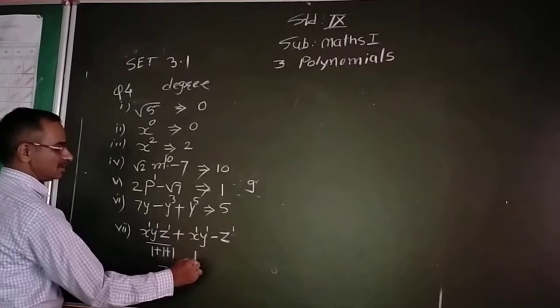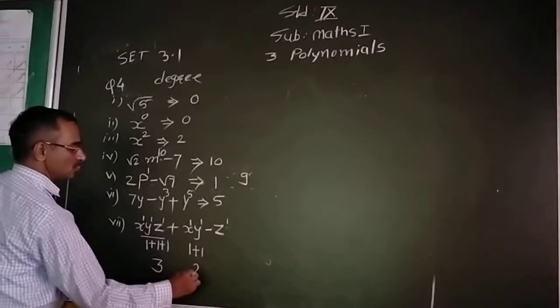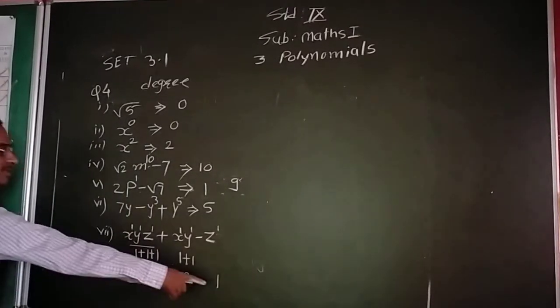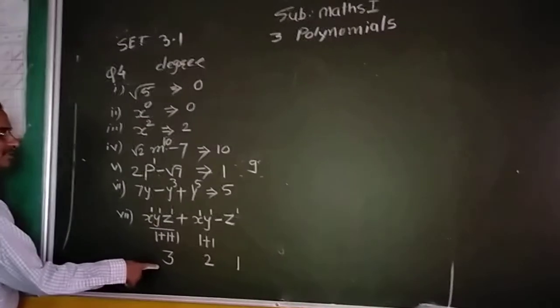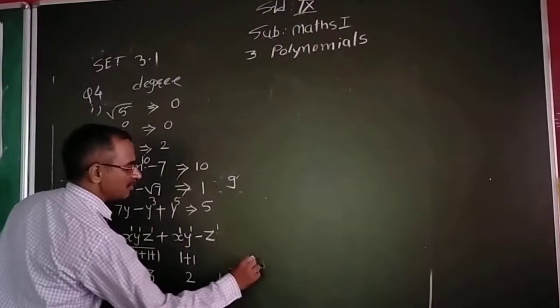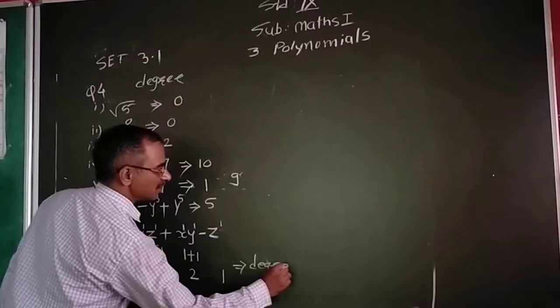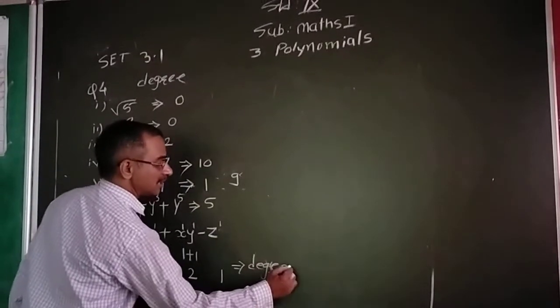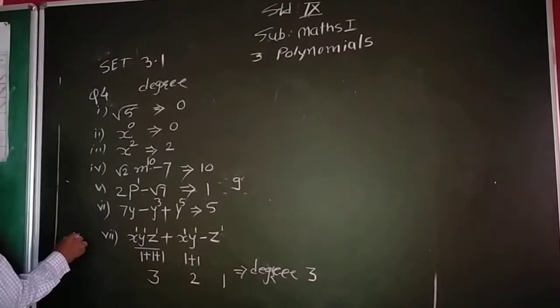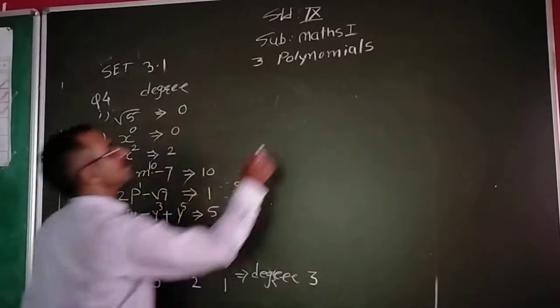Here is 1 plus 1. What is the sum? 2. And it is only 1. From that, which is the highest degree? Which is the highest power? 3. So degree of this polynomial is 3. This is a different example. Okay.